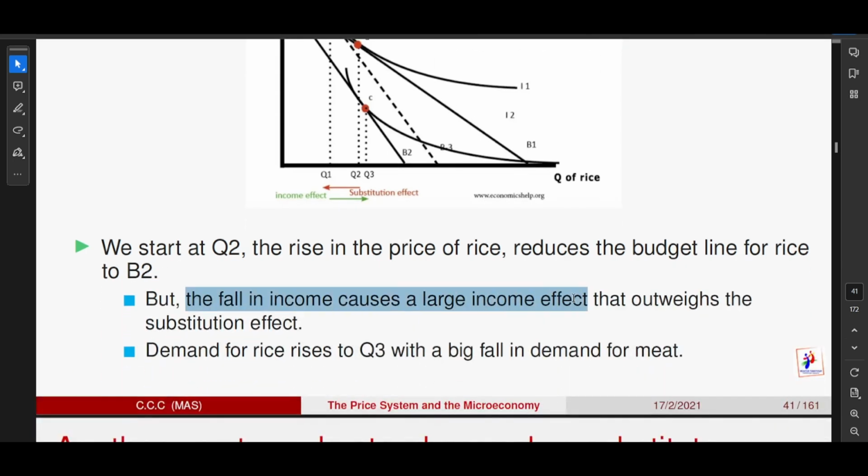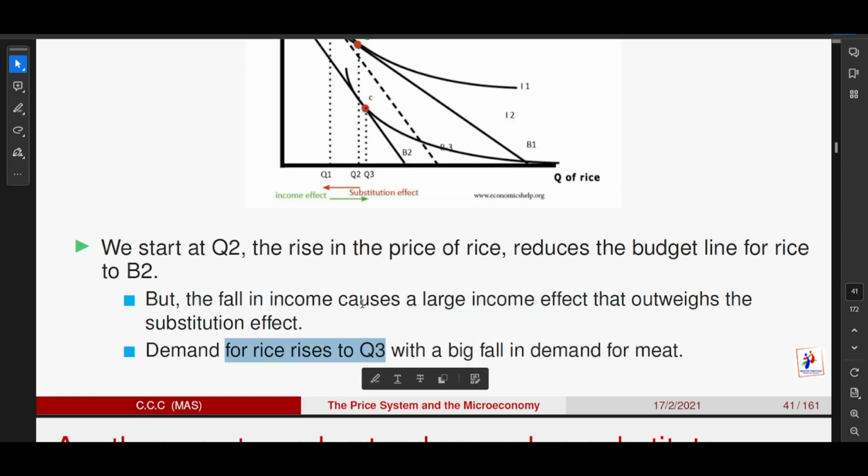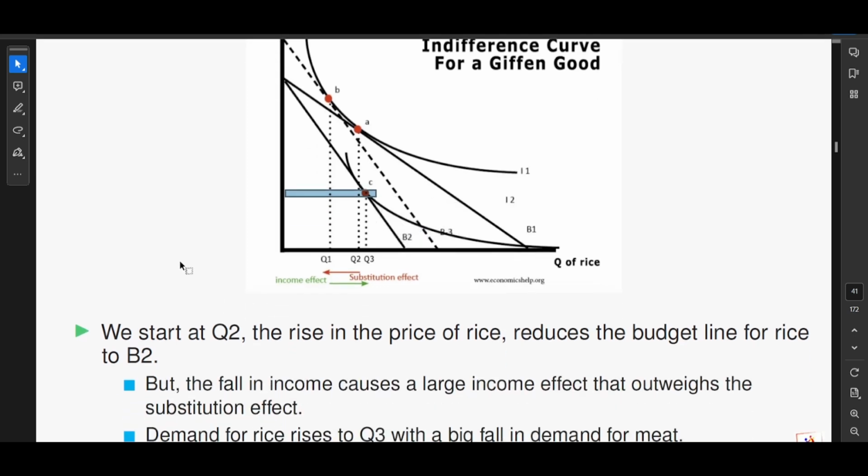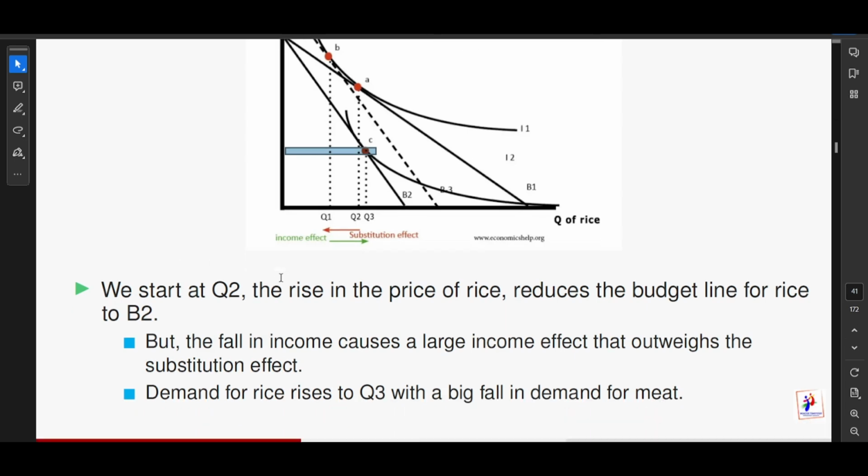So it says, as income falls, it causes a large income effect that outweighs the substitution effect, and the demand for rice goes from Q3 with a big fall in the demand for meat, right? So you used to demand this amount of meat, you now are demanding this level of meat, while your demand for rice has slightly increased. So this Giffen good might come out in a multiple choice. If you choose to answer this question, mentioning Giffen good will show that you totally understand the concept of indifference curve and how substitution and income effect works.